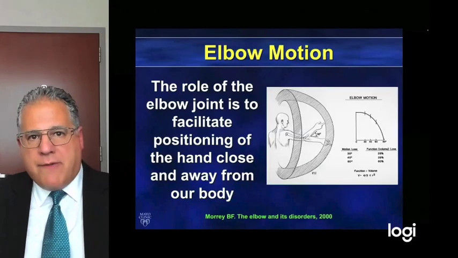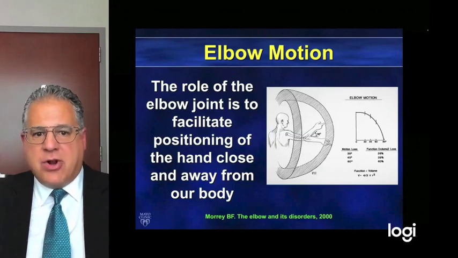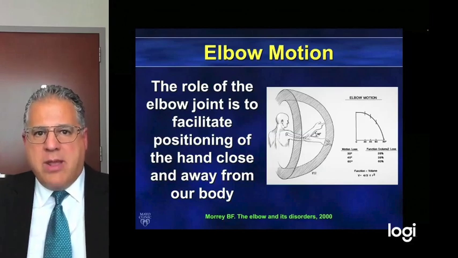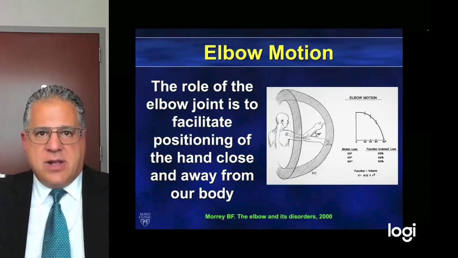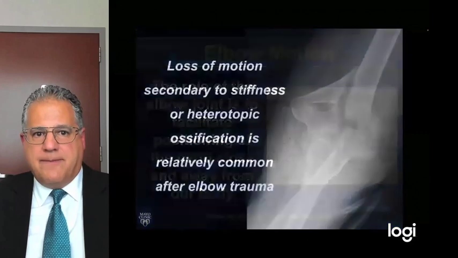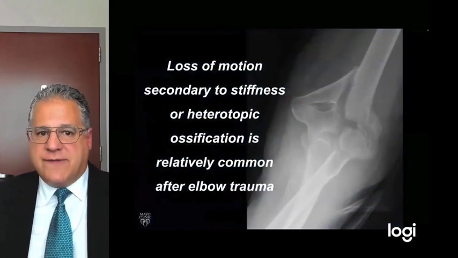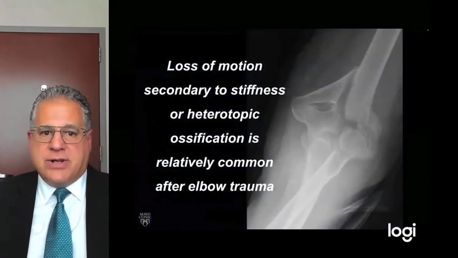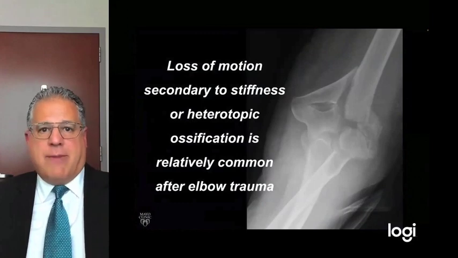We know that the role of the elbow joint is to facilitate positioning of the hand close and away from our body, and as such, when our patients suffer with elbow stiffness, they struggle with many activities of daily living. Loss of motion secondary to stiffness and HO formation is relatively common after elbow trauma.